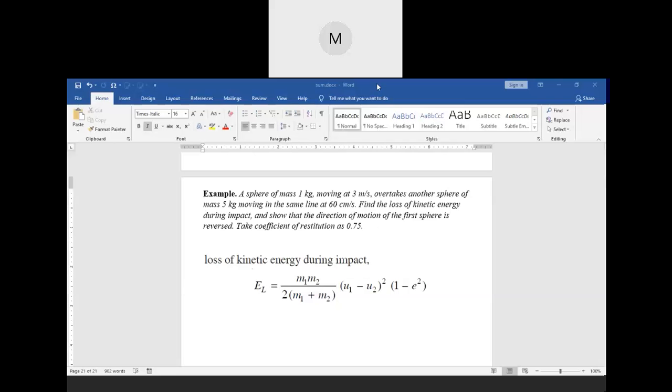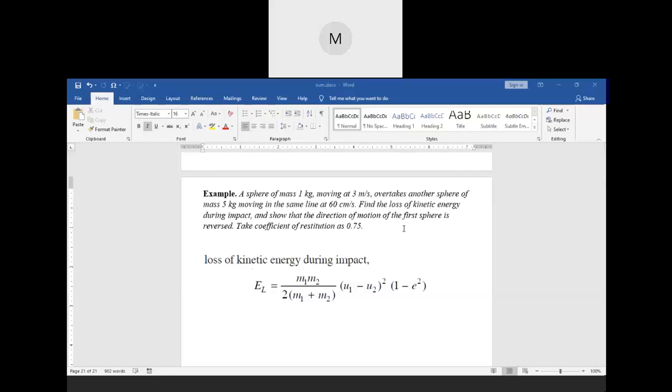Can you guys try it out? Sir, can you explain the second part again? Listen, in the second part you will get two equations. The first equation is from the conservation of momentum. Conservation of momentum means m1 u1 plus m2 u2 equal to m1 v1 plus m2 v2. Yes or no?